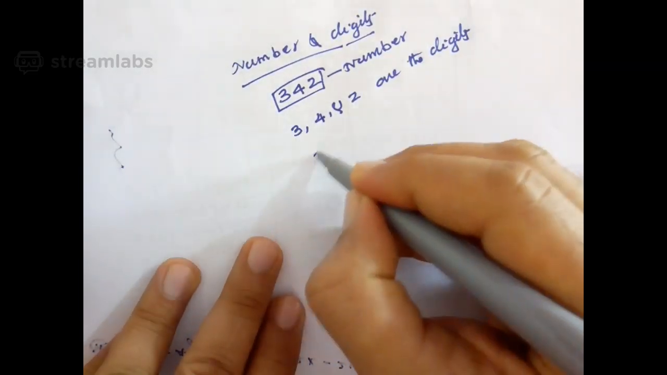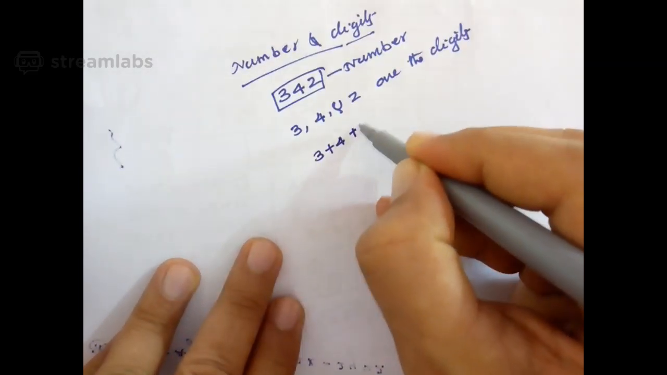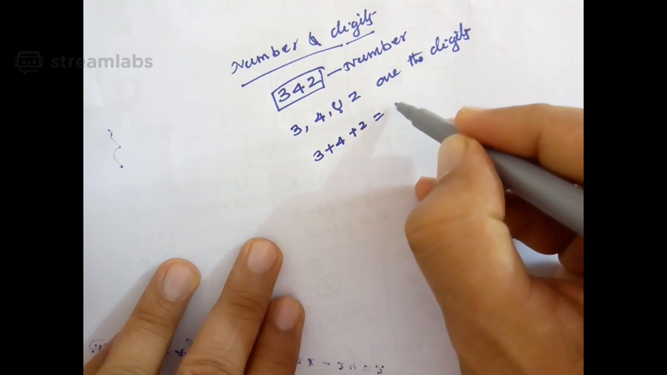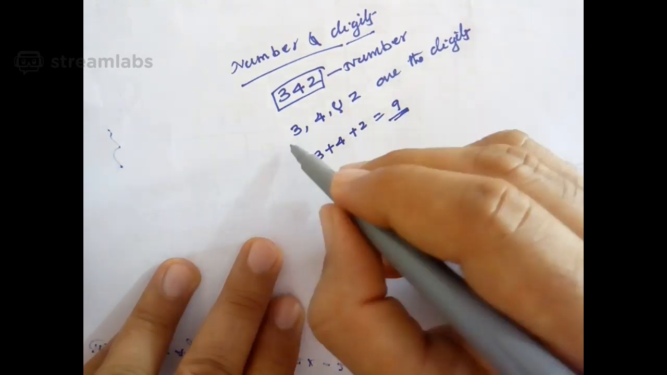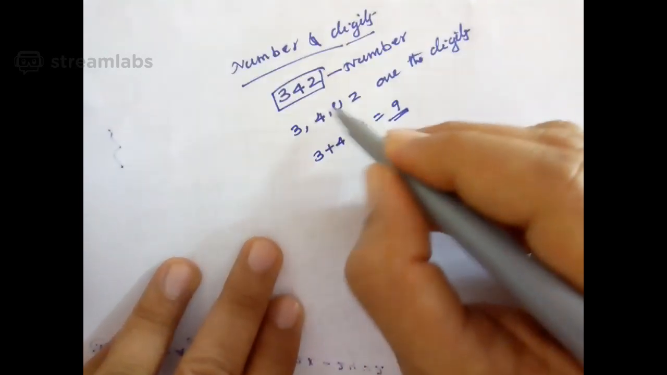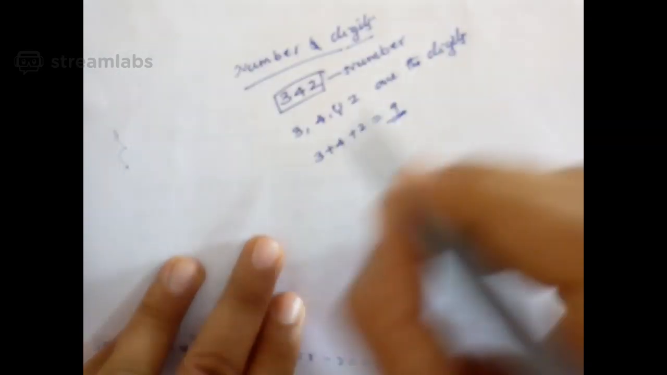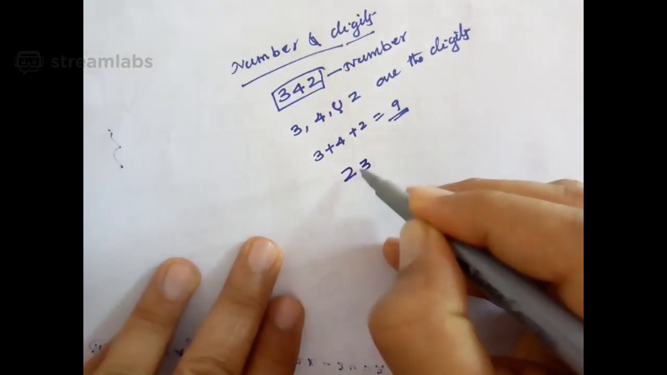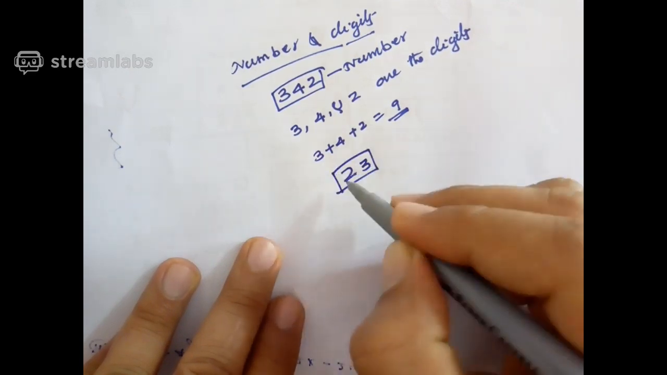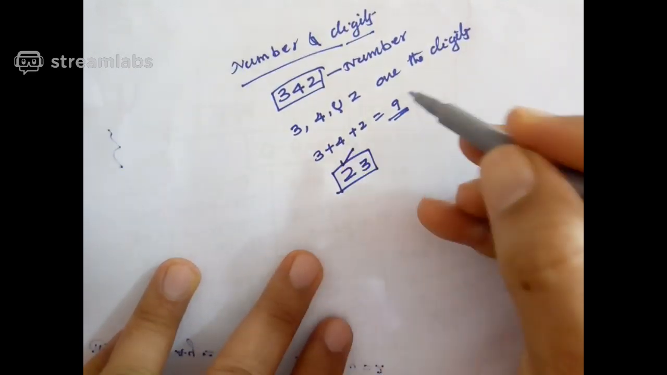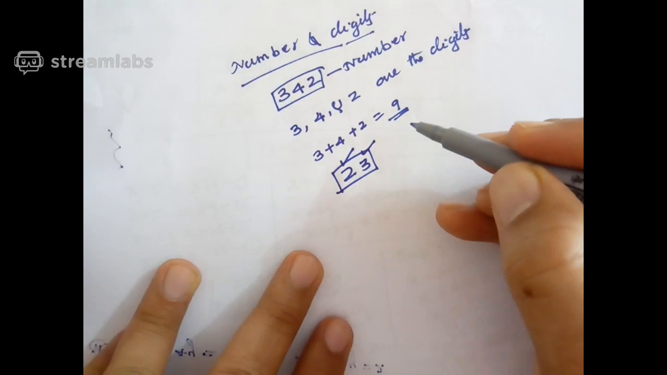What is the sum of the digits? 3 plus 4 plus 2. It is what? 7 plus 2, 9. So these are the digits. Digits form a number. For example, 23 is a two-digit number. What are the digits? 2 is in tens place and 3 is in ones place.